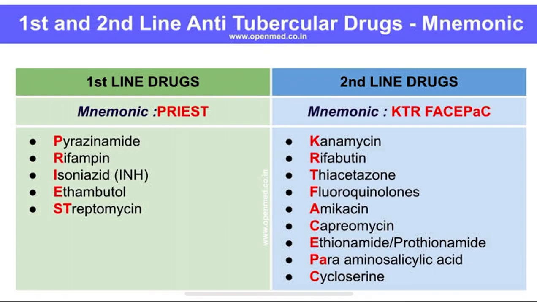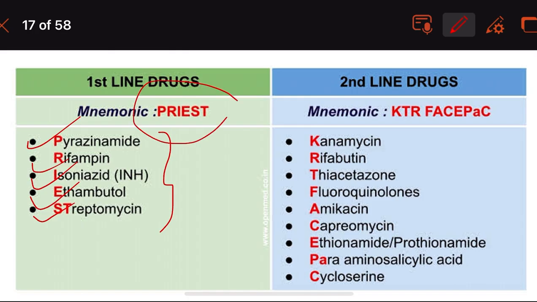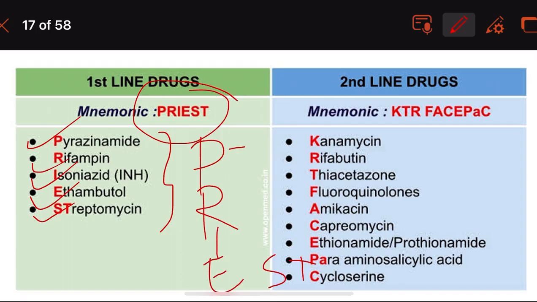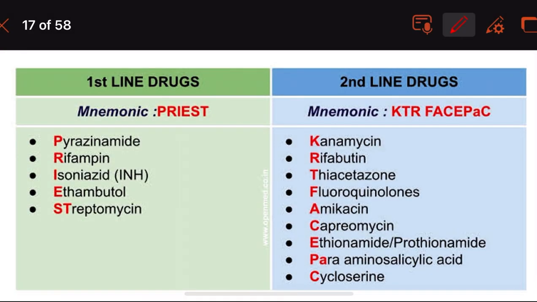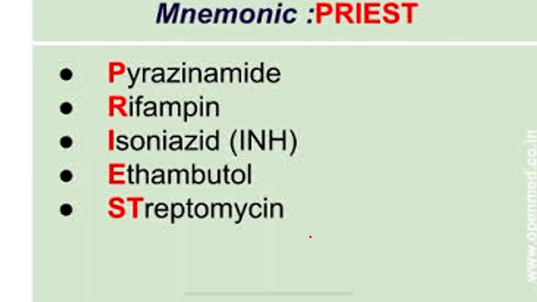So, the first line drugs and the second line drugs of TB. The first line drugs include pyrazinamide, rifampicin, isoniazid, ethambutol and streptomycin. How can we remember? We have a mnemonic, PRIEST. P stands for pyrazinamide, R stands for rifampicin, I for isoniazid, E for ethambutol, S for streptomycin. Is it clear? By the mnemonic PRIEST, you can remember the first line drugs: pyrazinamide, rifampicin, isoniazid, ethambutol and streptomycin.